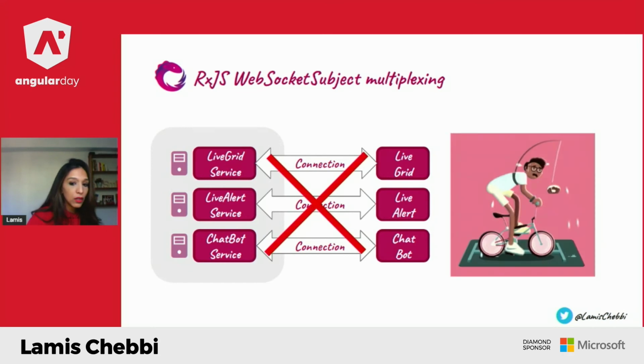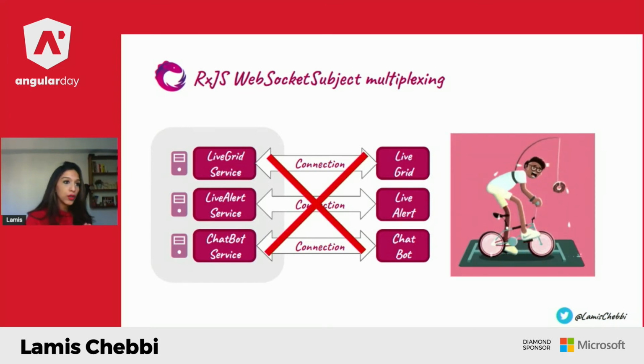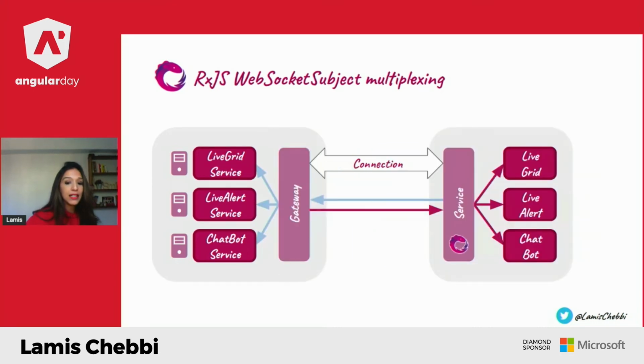Please don't do this because it's very harmful for your performance, okay? And the recommended pattern is to implement a gateway. It's a very common pattern. So you have one gateway, so one connection, one WebSocket connection.